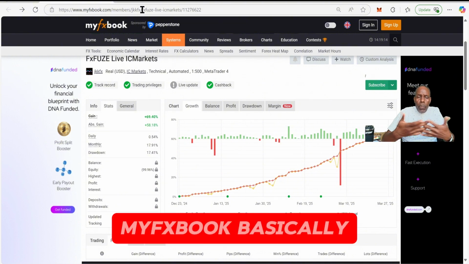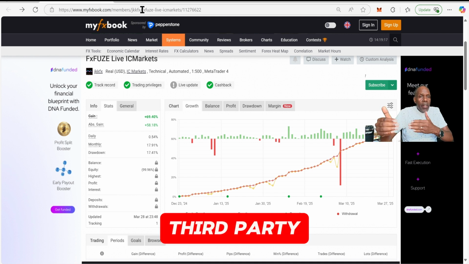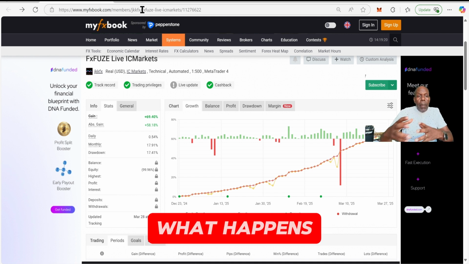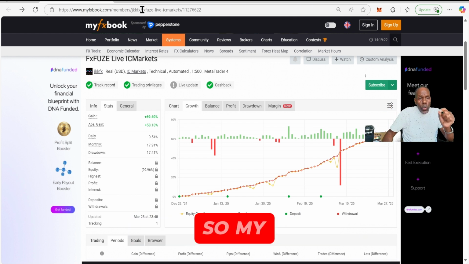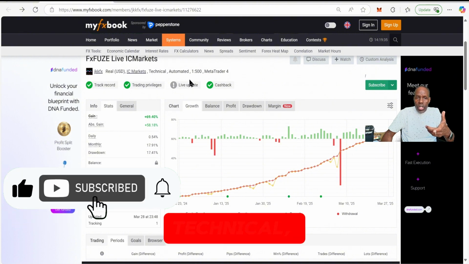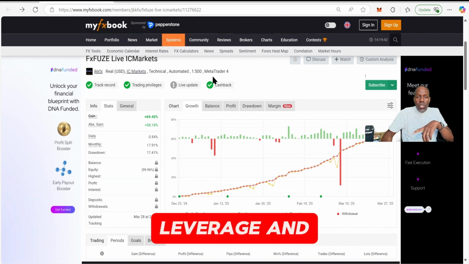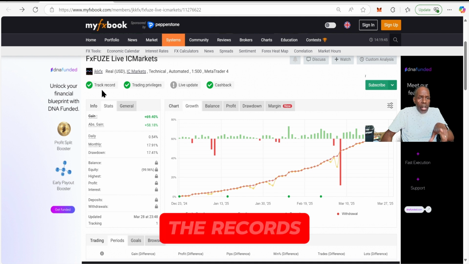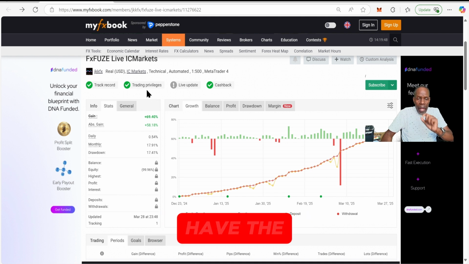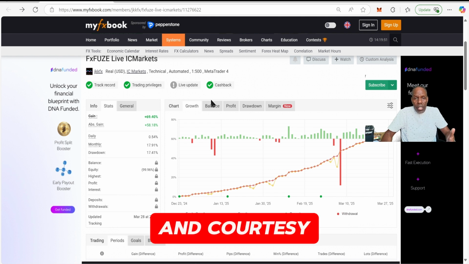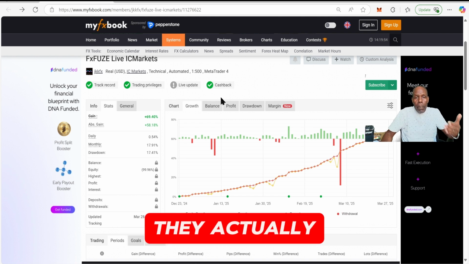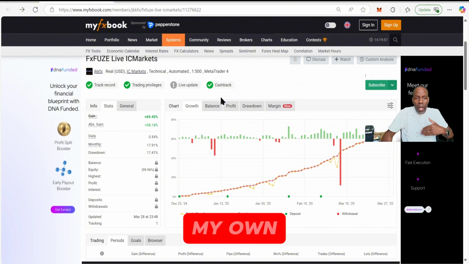As I said, my FX book is basically a third-party validator that validates what happens within a trading account. My trading account, as you can see here, is JKKFX, that's me. This is a real account that is trading on IC Markets. It's using technical, automated trading at 1 to 500 leverage on MetaTrader 4. The records are fully tracked, and I have the trading privileges, and courtesy of my FX book, they actually pay me rebates on my own trading.